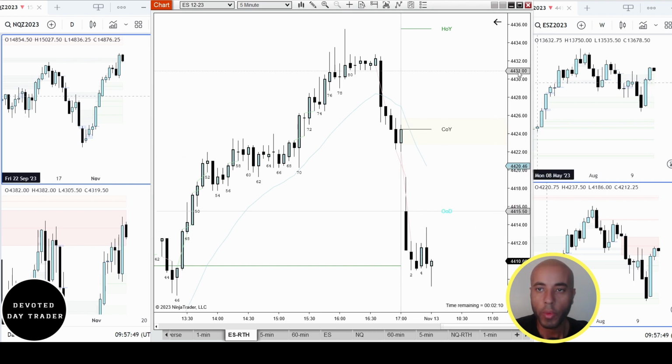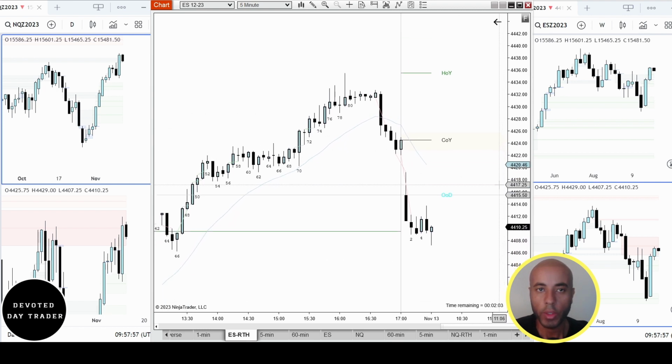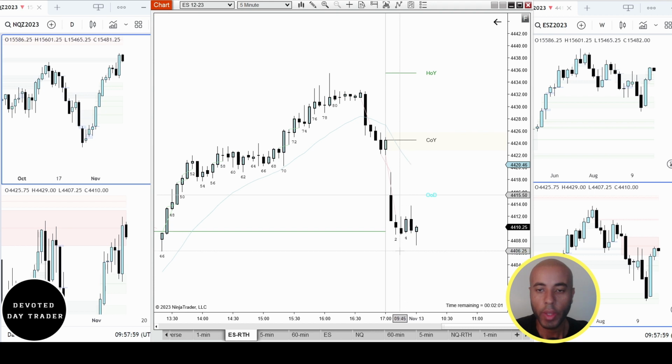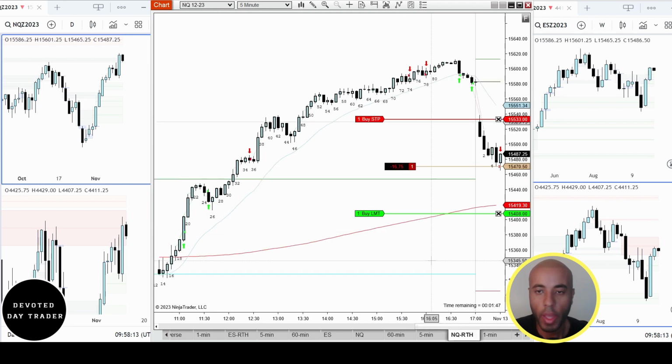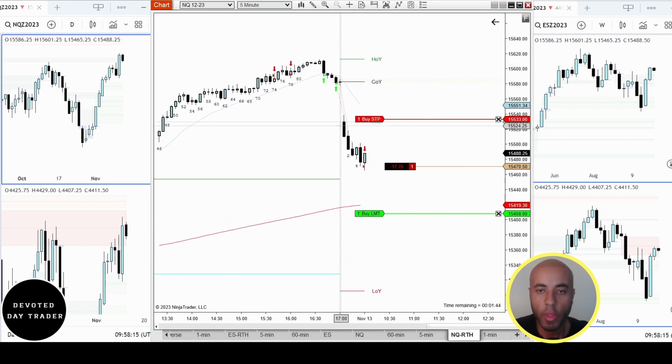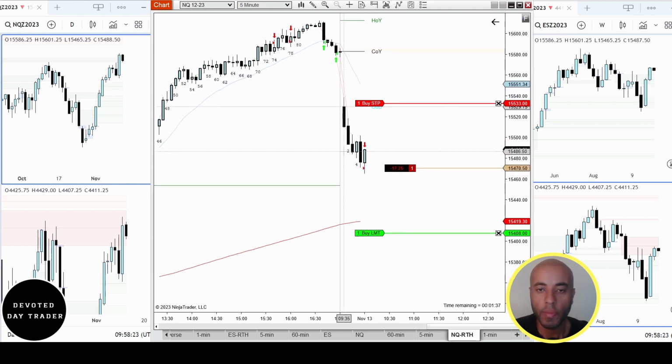And one more reason for going short is that on the regular trading hours on ES, we have three consecutive bear candles. The same thing on NQ. We have three consecutive bear candles, and I liked on NQ that the third candle traded below the second candle.